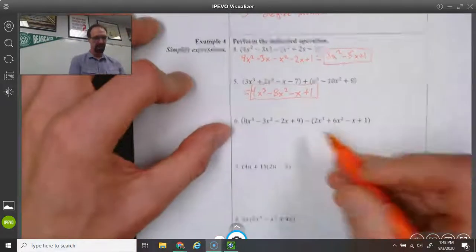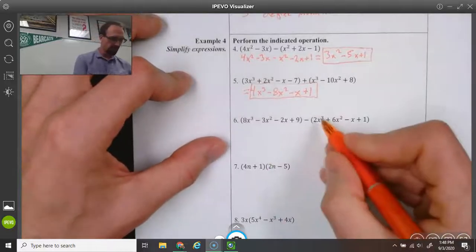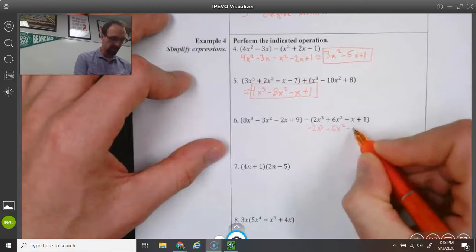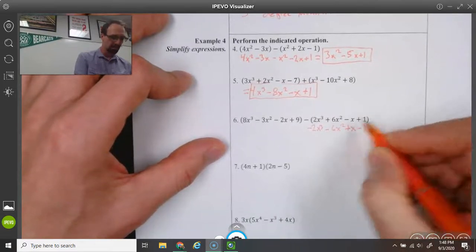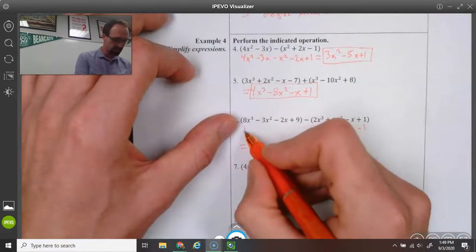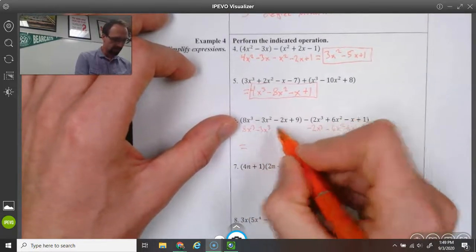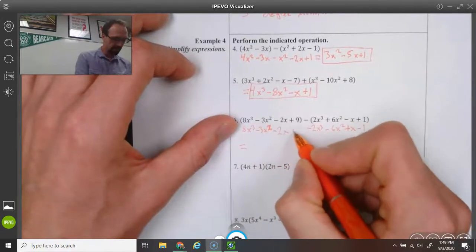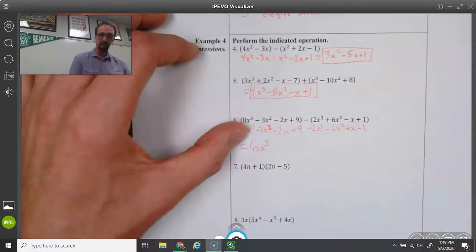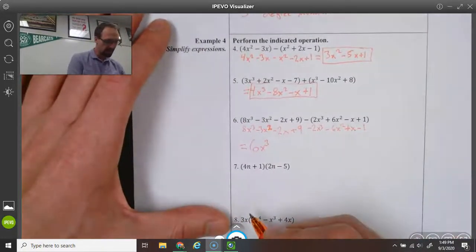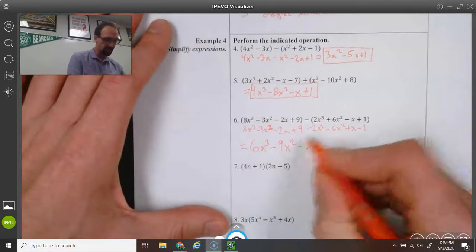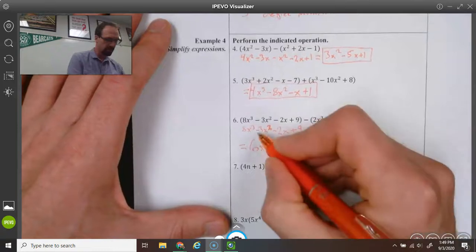Number 6, again this minus sign is distributed through, so this is going to be minus 2x cubed minus 6x squared minus x, plus x, and then minus 1. So then when I go through and combine these, I'm going to have 8x cubed. I'll go ahead and rewrite this part as well so I don't lose it. Minus 2x plus 9. So 8x cubed minus 2x cubed gives me 6x cubed. And then negative 3x squared minus 6x squared is going to give me negative 9x squared. Negative 2x plus x is negative x. And then 9 minus 1 is plus 8.